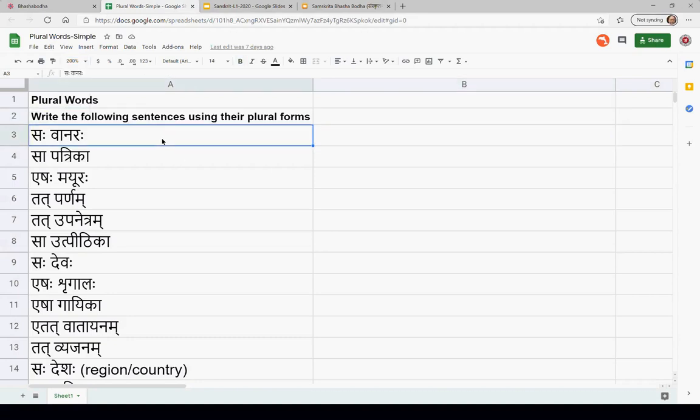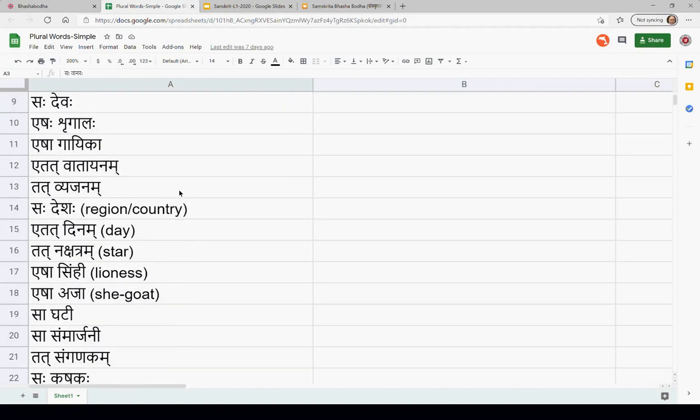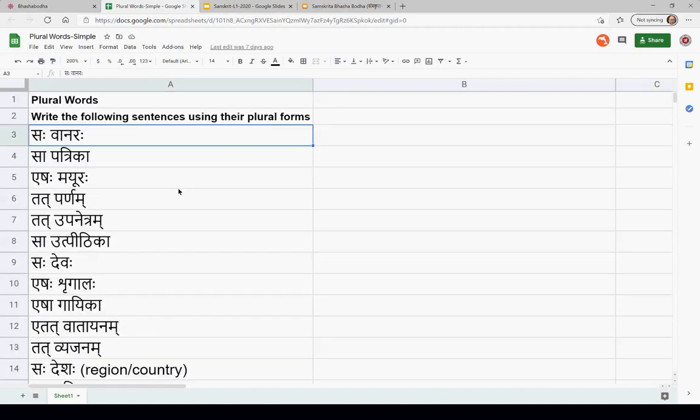Now, this was the homework, and almost all of you have done it right. You know the Bhavachanam. It was simple: Saha becomes Te, Vanara. All these follow the same pattern depending on the lingam. Vanaraha is Vanaraha. The Akaranta Strilingam, so that becomes Patrika, becomes Patrikaha. And when it is Napunsakalingam, like Paranam or Upanetram, it becomes Upanetrani or Paranani, etc. And Saha becomes Te, Sa becomes Taha, Esha becomes Ete, Tat becomes Tani, Sa becomes Taha, etc. Saha becomes Te, Esha, Ete.